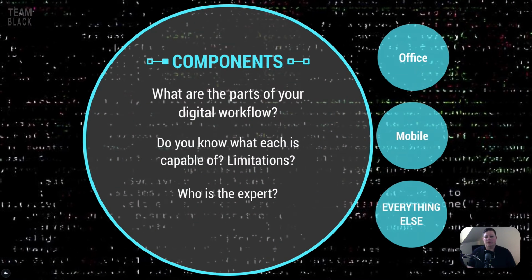So what are the components of your digital workflow? Do you know what each is capable of? What are the limitations of those? And who is the expert? For each one of these things on the right side, you need to ask those questions. There are certain things in the office, certain things you use in the field that one person or another might be the expert. Everybody who's running an archaeology company knows there's a GIS expert, there's an in-field GPS expert, whether that's a Garmin or a Trimble or an Arrow or something else. There's a total station expert.